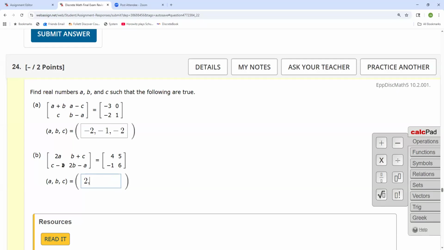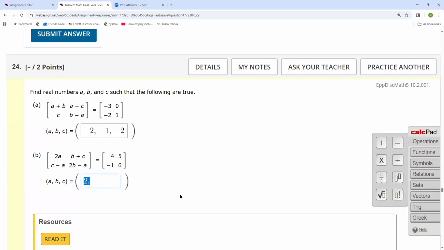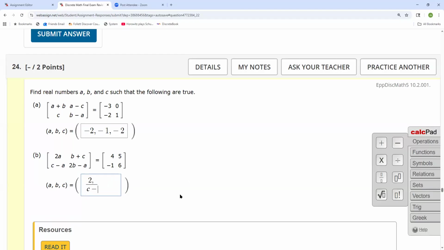So we know that this one says C minus A, which means C minus 2 equals -1. So if we know that C minus A equals -1, and if we know that A equals 2, that means we know that C minus 2 equals -1, and we can move the -2 to the other side and make it +2. So C equals -2 minus 1. So what is C?